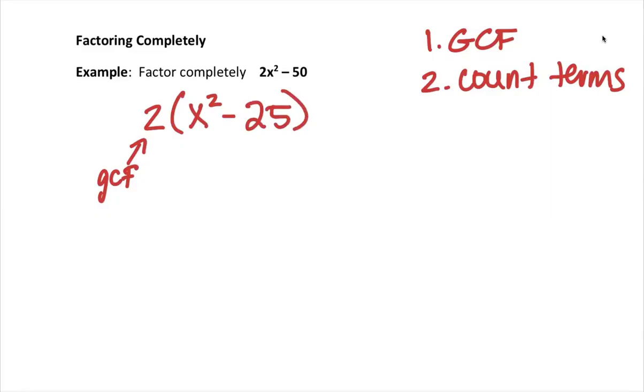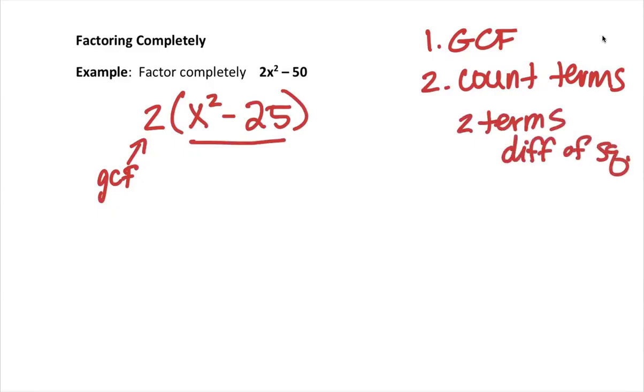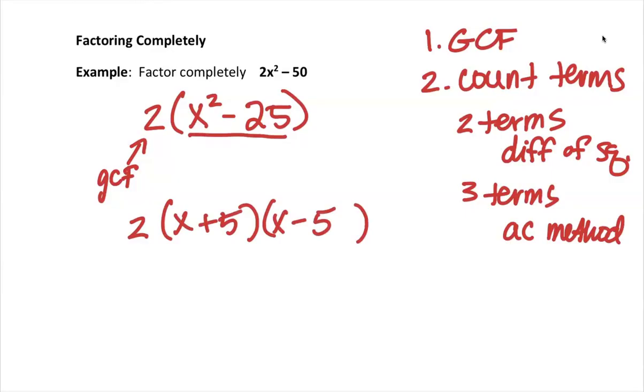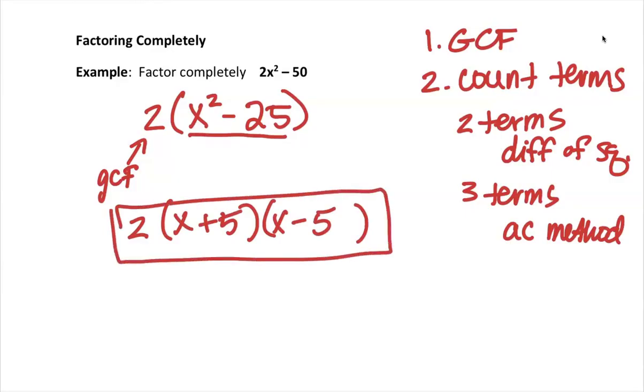And then we're going to count the terms of what's left. If it's 2 terms, we're going to try the difference of squares. If it's 3 terms, we're going to try the AC method. So we have 2 terms left here, x squared minus 25. Is that a difference of squares pattern? Yes. So this 2 just gets recopied. And then we're taking this x squared minus 25 and factoring that by using the difference of squares pattern. And so this is our final factored form.